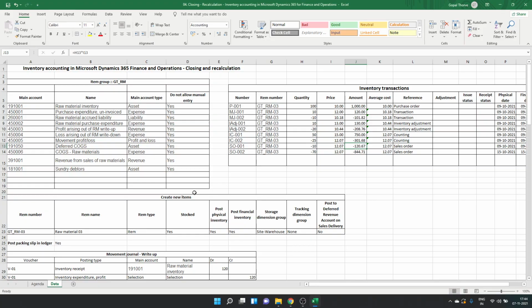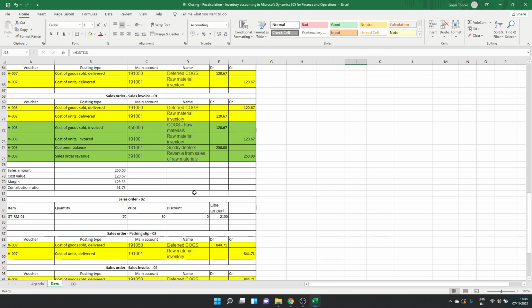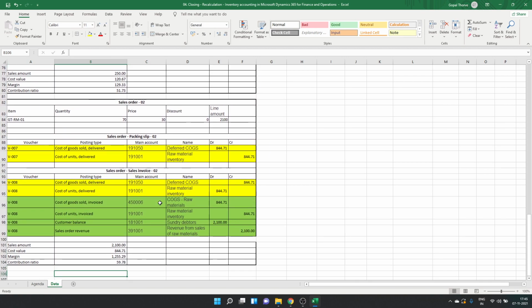Okay, so this is what I have plotted into Excel also. If you see here, my sales amount is 250. My landed cost is 120.67. My margin is 129.33, which is simply 250 minus 120.67, or sales amount minus cost value. And my cost contribution ratio is a ratio of sales amount minus cost value to the total sales amount. Similarly, for the second sales invoice, I have plotted the same.